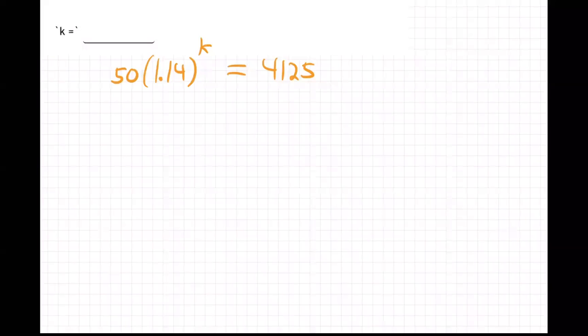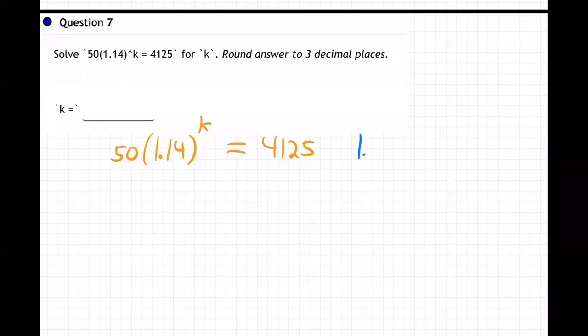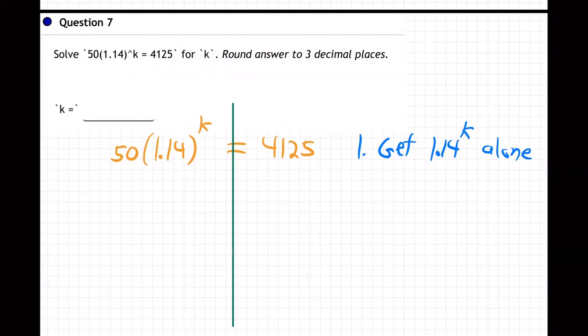So step 1 is to get the 1.14 to the K thing, the base to the power alone. So what'll make that happen here? Let me put in the wall of separation. So what'll do that for us is to divide both sides by 50. Boom, boom. Get that alone, 1.14 to the K. You don't really need those parentheses. Divide that on your calculator. I think it'll come out clean.